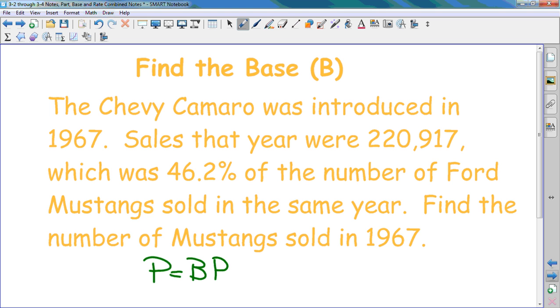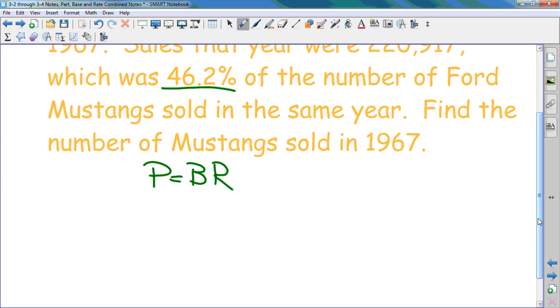Well, I know for sure this one is my rate because of why? The percent sign, right? So go ahead and rule that one out right away. This one's my percent sign. Oops, what is my rate? 46.2%.